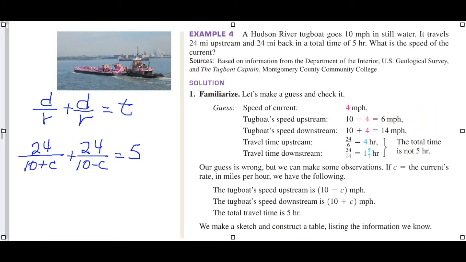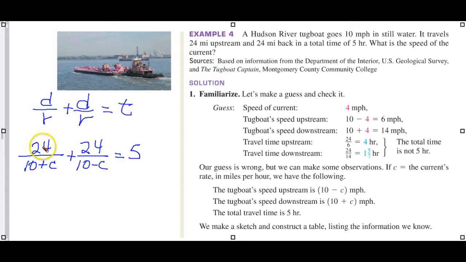Now, as we look at this, we have distance divided by rate. That's time. That's a portion of the time. And then the other portion, another distance, which happens to be the same, divided by the rate, is also equal to time. So we have going upstream, one of these actually going against the current, and then going with the current is the faster. So, but the total time is 5 hours.